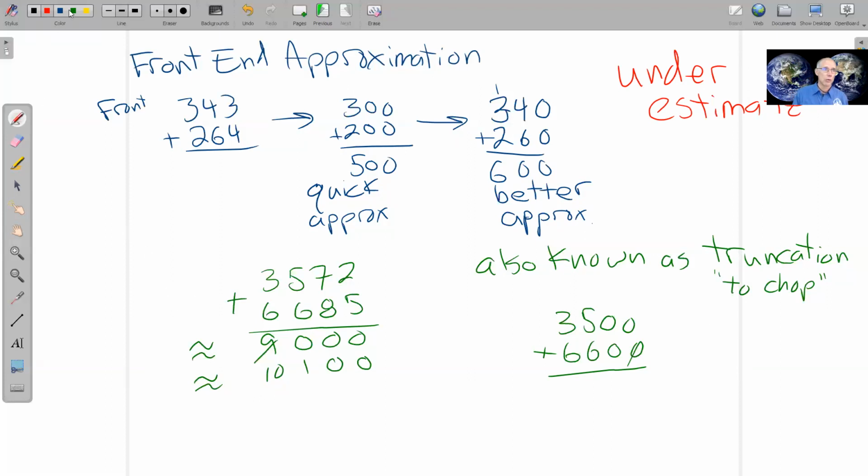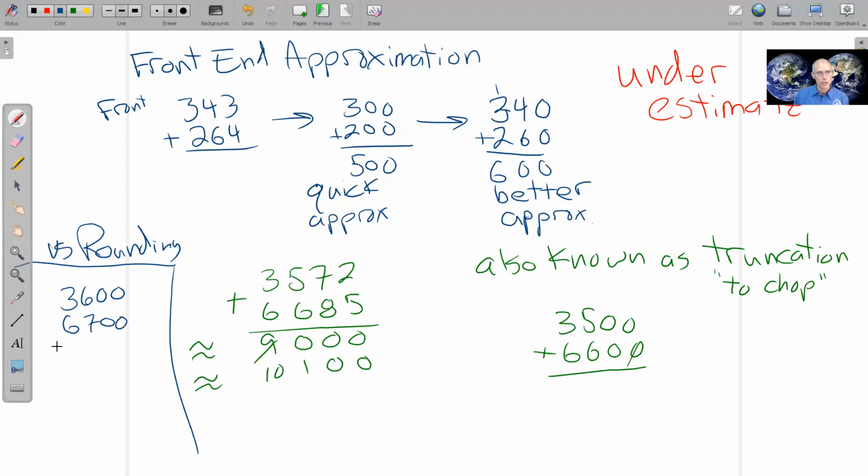So in this case, if I were to round instead, versus rounding, if I were to round to the second place, that would be 3,600. Round to the second place, and then the other one would be 6,700. And then when I put them together after rounding, I get what? I get 10,300. So this is an over approximation. This is an under approximation. So the actual answer is somewhere between 10,300 and 10,100. Maybe it's closer to 10,200. We won't know until we add the other information in there.